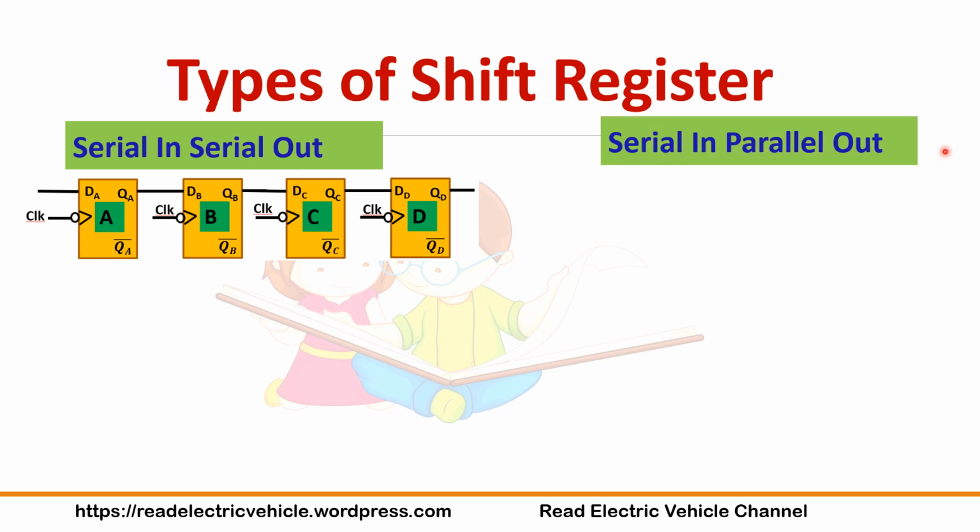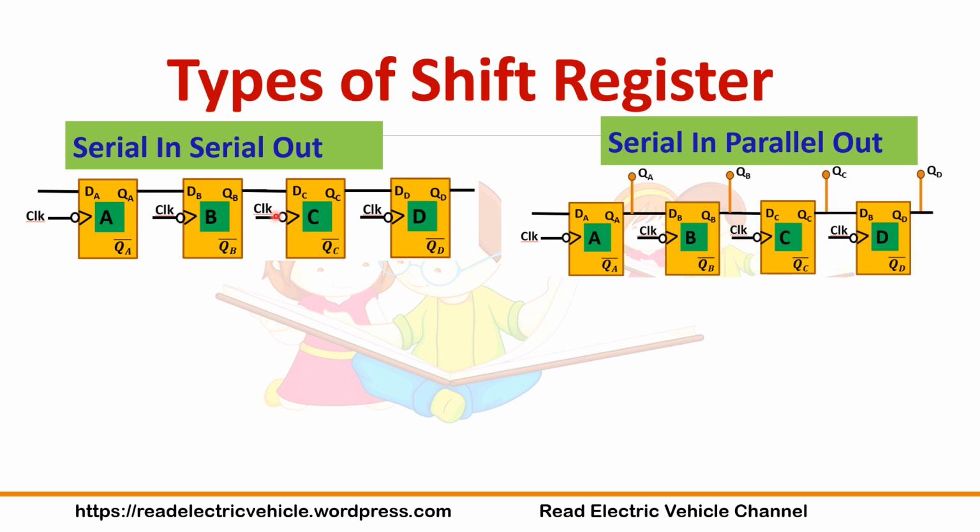Serial in, serial out and serial in, parallel out are almost the same, except that in serial in, parallel out you have tappings here. You can see the intermediate stages. So input is given serially, same as the previous case, but here the output is taken parallelly, that is, the output of each flip-flop is taken out. This is the difference between serial in, serial out and serial in, parallel out.